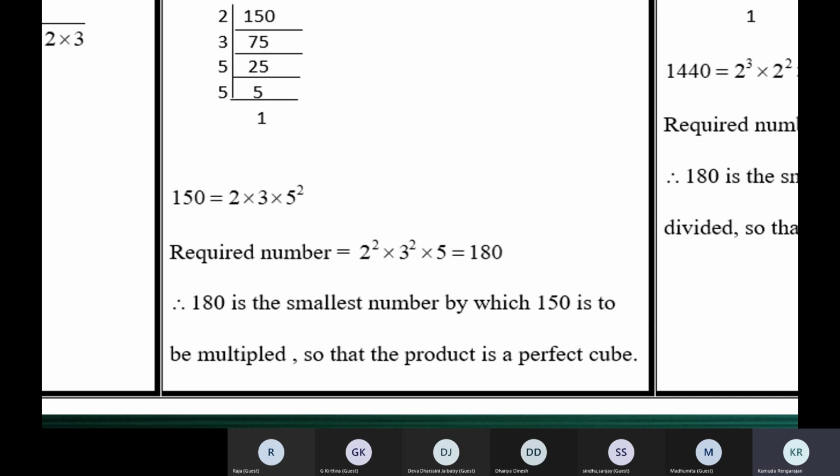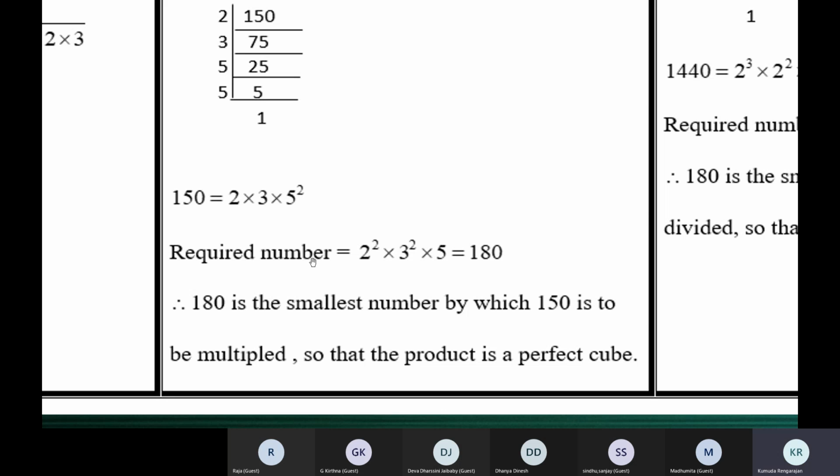So to find the least number that is to be multiplied, you need to express the given number as a product of its primes. Identify the numbers that don't occur in triples. Here every other prime does not occur in triples. So if 2 must be 2 cubed, you need 2 square. If 3 must be 3 cubed, you need 3 square. And if 5 square should become 5 cubed, you need 1 more 5.